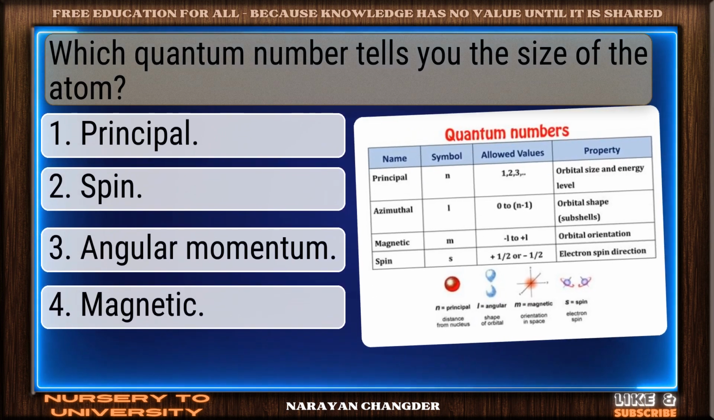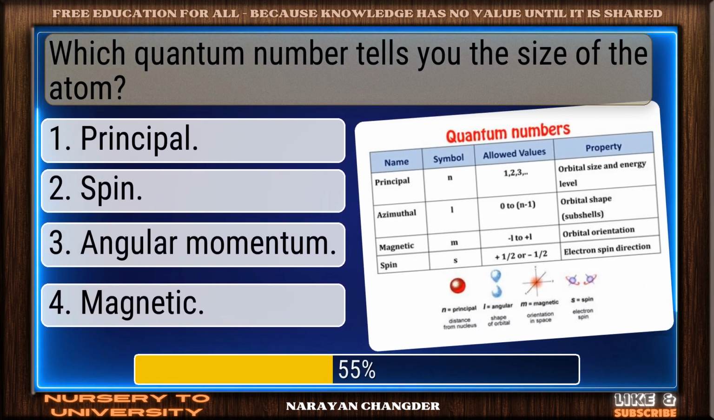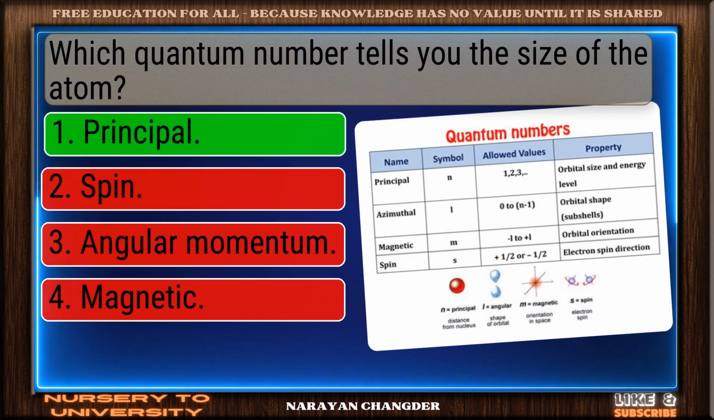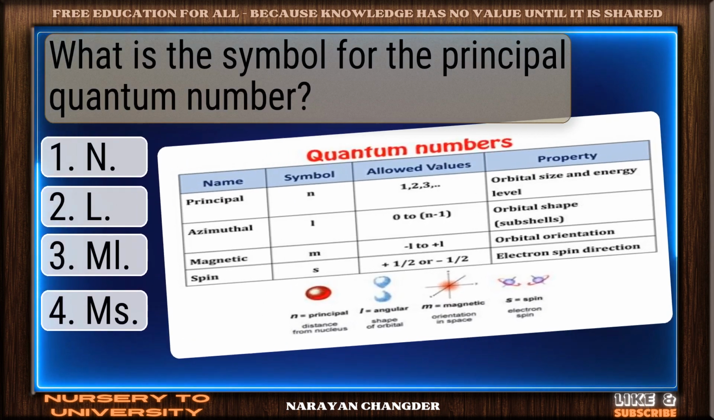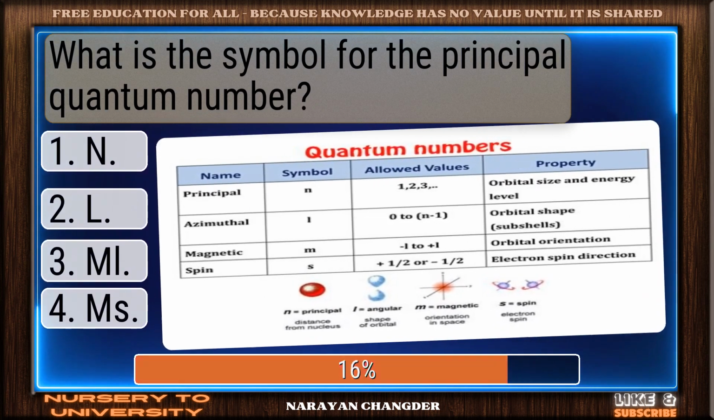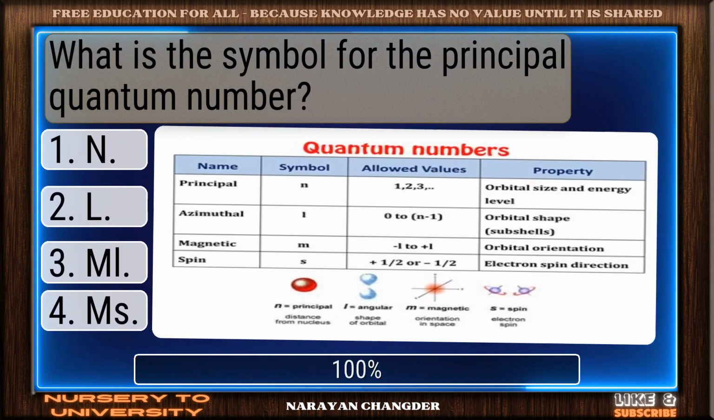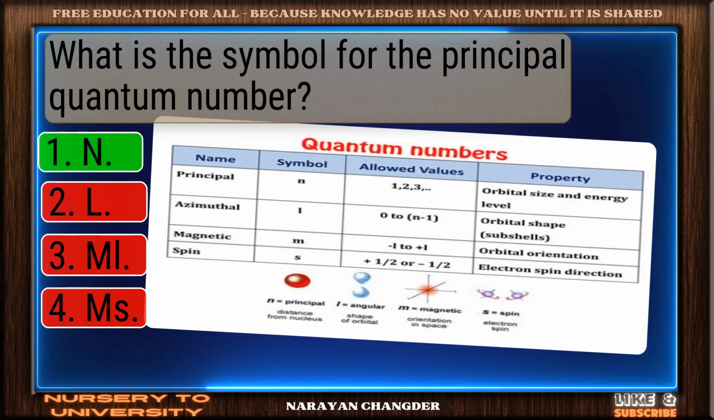Question number 9. Which quantum number tells you the size of the atom? On track. Principal is the correct answer. Question number 10. What is the symbol for the principal quantum number? Correct response. N is the most accurate answer.